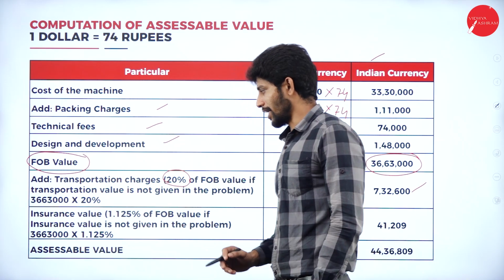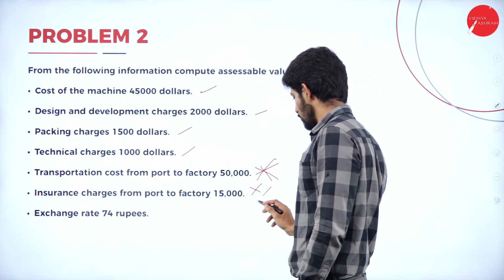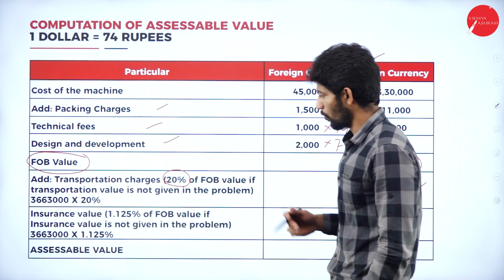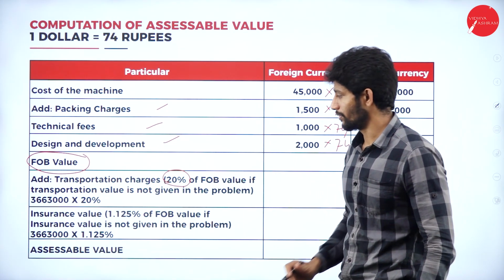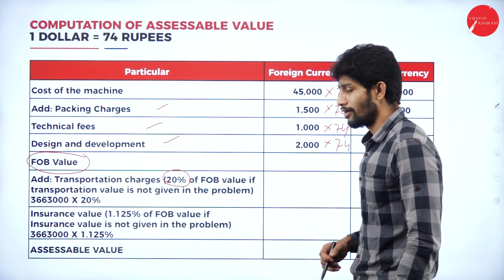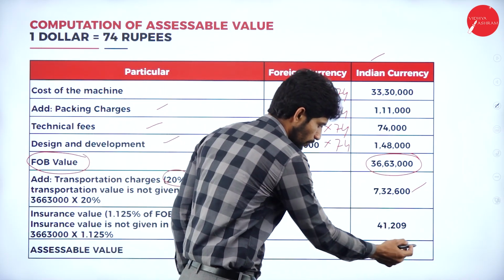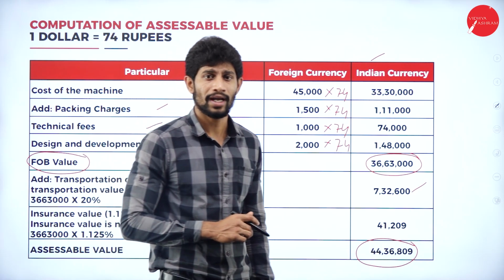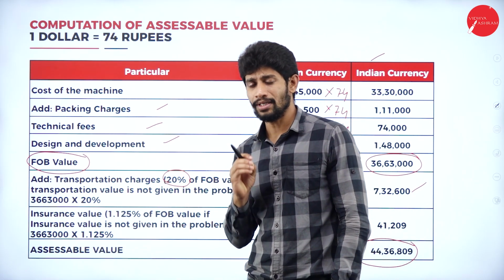Next, insurance value. Insurance value is given in the problem, but we are not supposed to consider this because it is incurred from port to factory. So now what we are supposed to do? We are supposed to calculate 1.125% on FOB value. That is 36,63,000 into 1.125%. You will get 41,209. So total these two values with FOB value, you will get 44,36,809. That value is called assessable value.